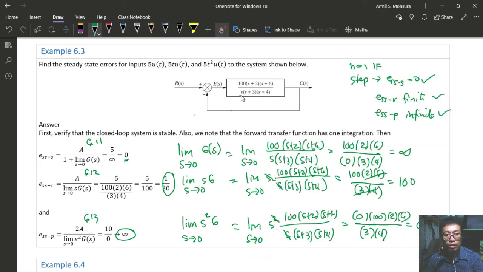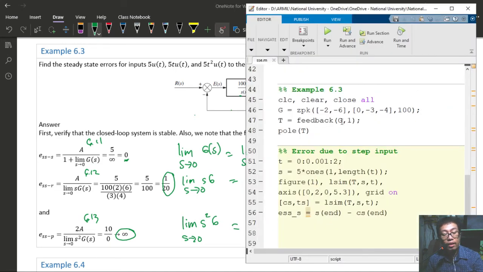Meron siyang poles sa 0, -3 at saka -4. Tapos meron siyang gain na 100. So again, kunin natin yung closed loop system or yung closed loop equivalent transfer function. Okay, and nalaman natin kanina na stable siya.